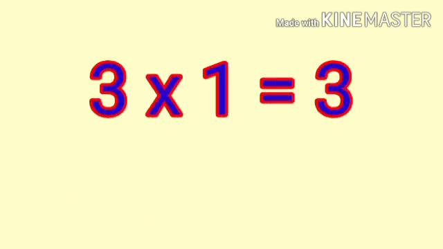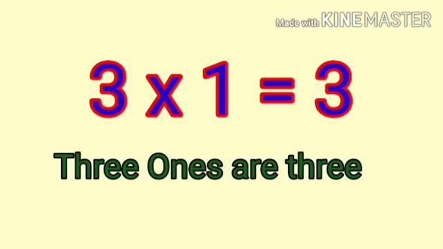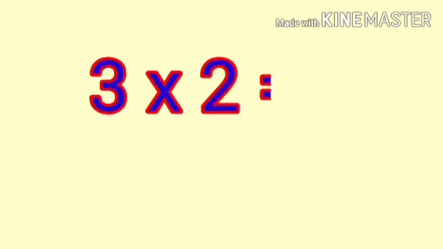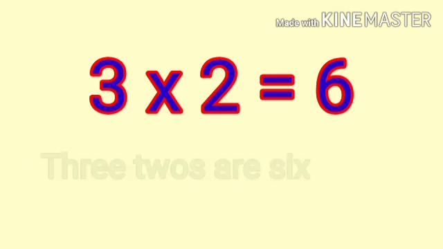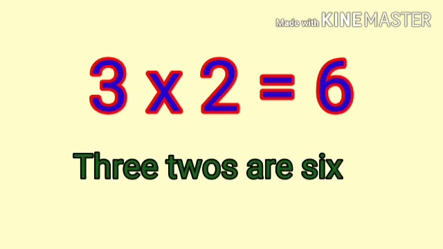3 into 1 is equal to 3. We can read it as 3 ones are 3. 3 into 2 is equal to 6. We can read it as 3 twos are 6.